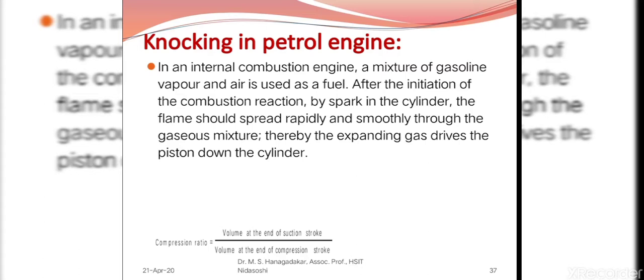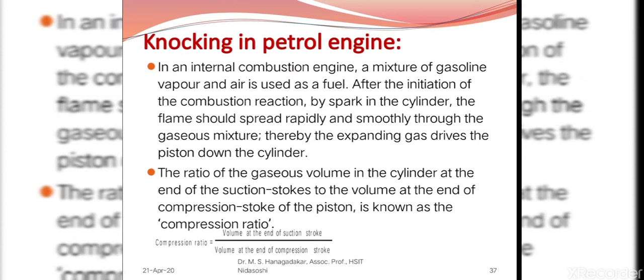In an internal combustion engine, mixture of gasoline vapor, means petrol, and air are used as a fuel. After the ignition of the combustion reaction by spark plug in a cylinder, the flame should spread rapidly and smoothly through the gaseous mixture, thereby expanding gas drives the piston downstream dead end of the cylinder. The ratio of the gaseous volume in the cylinder at the end of suction stroke to the volume of the cylinder at the end of compression stroke of the piston is known as compression ratio. Therefore, compression ratio is equal to volume of the cylinder at the end of suction stroke to the volume of the cylinder at the end of the compression stroke, as I explained in the previous slide.